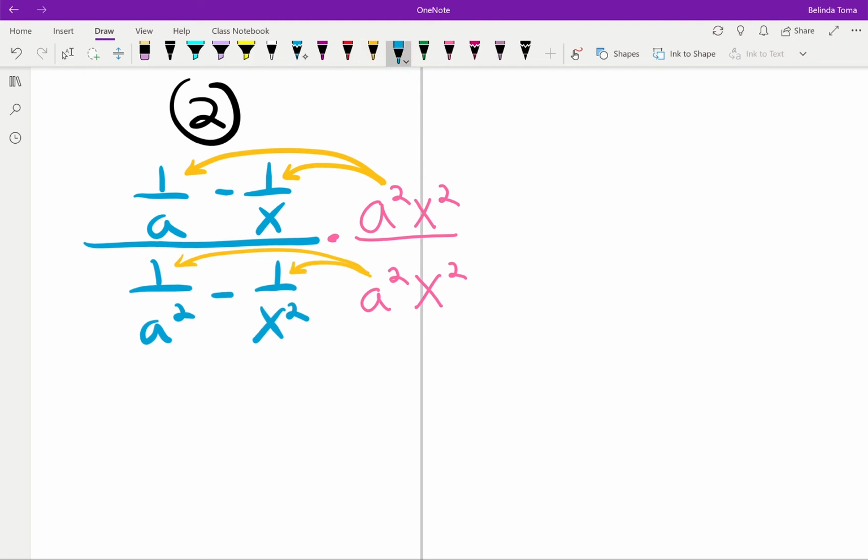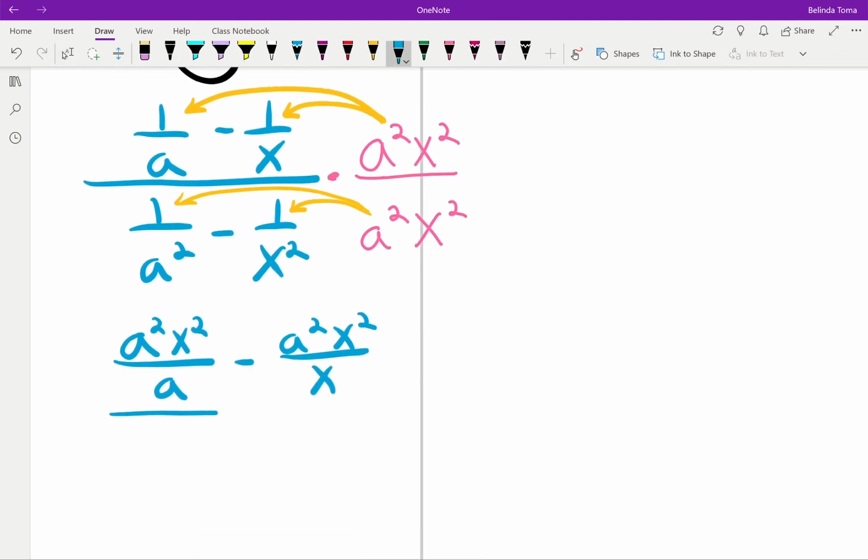And what happens when I distribute, I'm going to write this out the long way because this one's a little harder to see maybe. When I distribute here, I get a squared x squared over a minus a squared x squared over x. When I distribute to the denominator of that complex fraction, I get a squared x squared over a squared, and then a squared x squared over x squared.